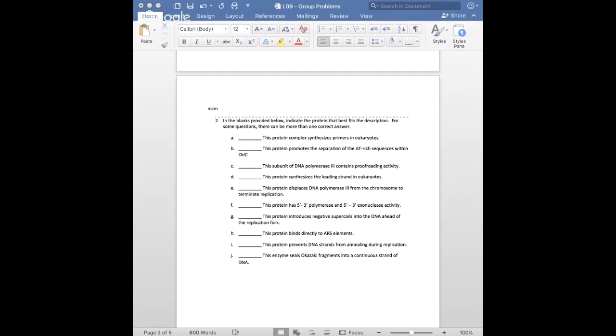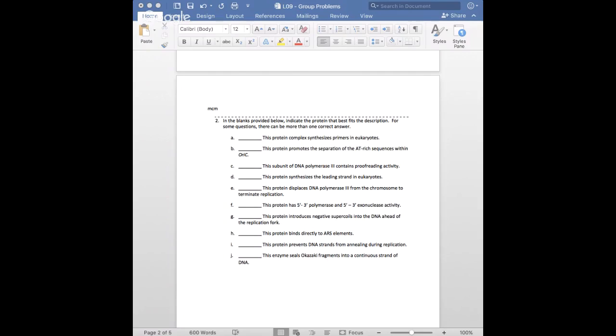And epsilon is a subunit of DNA polymerase III that contains proofreading activity. And for D, the DNA polymerase epsilon is the protein that synthesizes the leading strand in eukaryotes. For E, the Tus, or termination utilization substance, is the protein that displaces the DNA polymerase III from the chromosome to terminate the replication process.